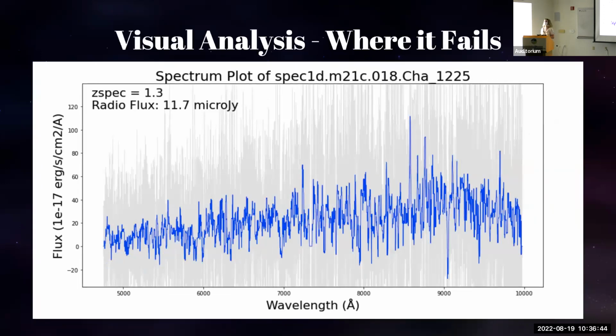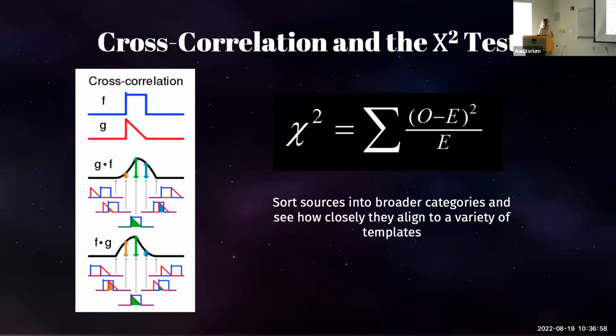This is a great example of what was the case for many of our sources, which were ones that even once we'd done the smoothing process, they really just looked like noise, and there were no trends that could be identified from that. And that's where cross-correlation really came into the picture and was absolutely necessary.